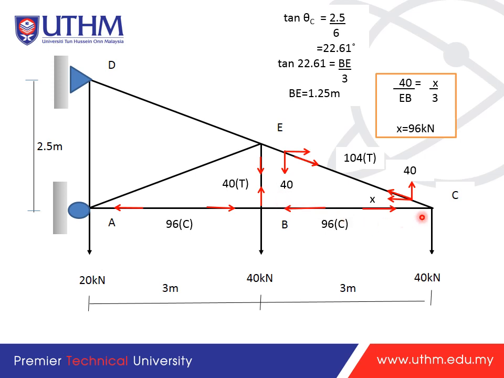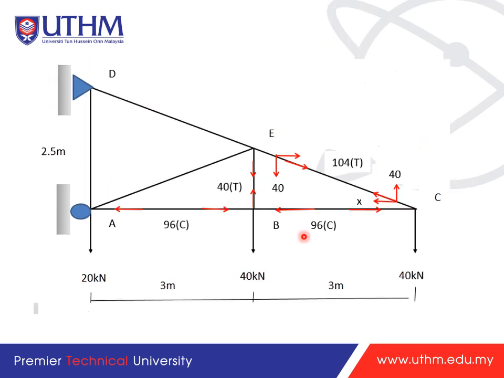It does not necessarily have to go from right to left. You also can skip. Okay, so next. Okay, so we are still not finished yet. This one, members DE, DA, and AE. So how to find these three member forces?